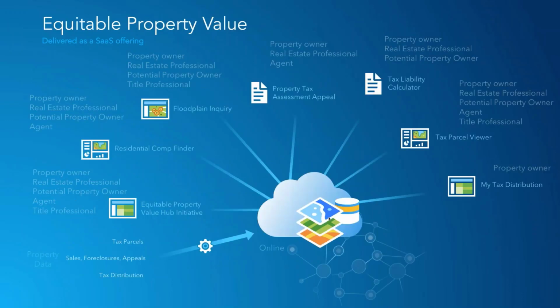So this is just a different view of that same information, but this gets to those user personas I talked about. So at the bottom left of the screen, you actually see your authoritative property data feeding the system. So tax parcel data, sales, foreclosures, appeals, and even tax distribution data that might be coming from tax collection or tax billing, feeding this larger system of solutions. You're seeing those same ones listed here, floodplain inquiry, residential comp finder. But in addition to that, we're showing the user persona that solution is targeted to. So for instance, the property tax assessment appeal app is going to be focused on the property owner, maybe the real estate professional that's helping, or even an agent that's representing that property owner.